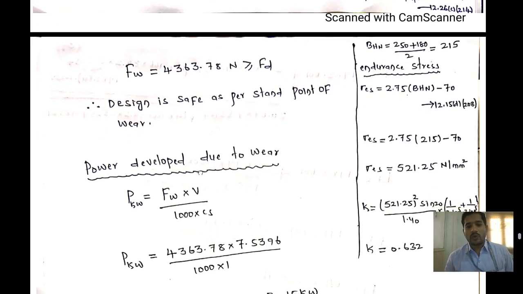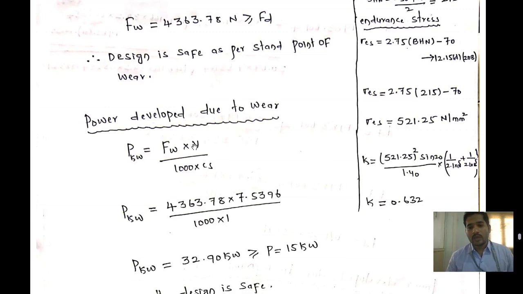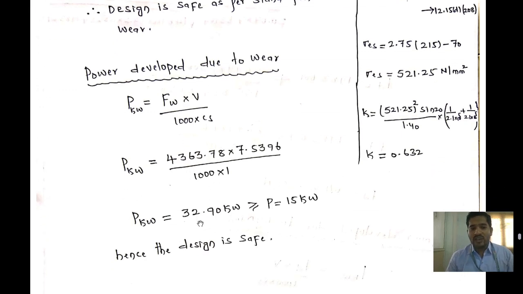After that we need to find the power developed due to wear. P in kilowatts = FW into V divided by 1000 into CS. FW we got is 4363.78, into the linear velocity 7.5396, divided by 1000 into CS, whose value is always equal to 1, as you know very well. If you divide the whole value, you will get the power developed due to wear as 32.90 kilowatts. This should be greater than the 15 kilowatts given in the problem, so we can say that our design is safe.